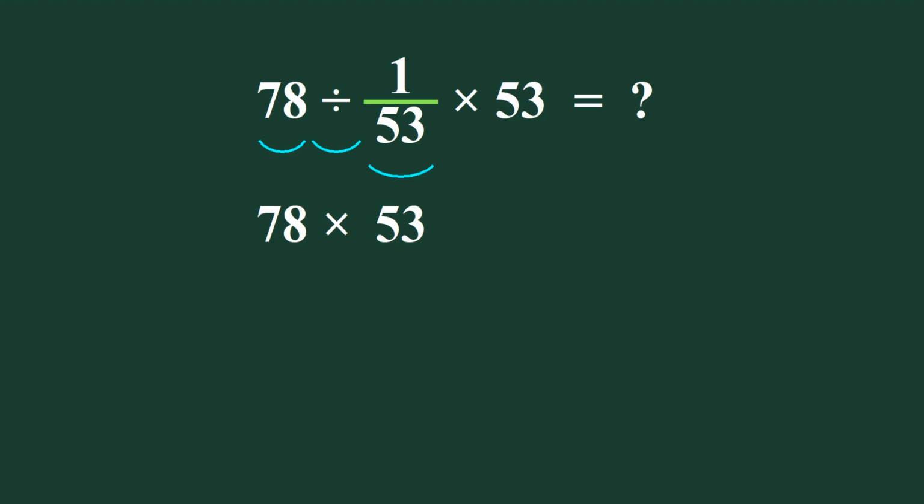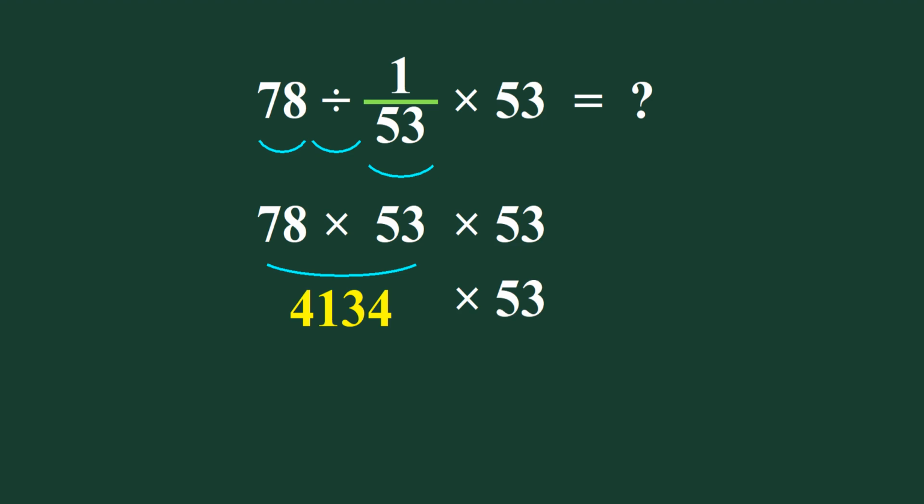And here again we have times 53. 78 times 53 gives us 4,134. So 4,134 times 53, which equals 219,102. And so our final answer to this problem is just 219,102.